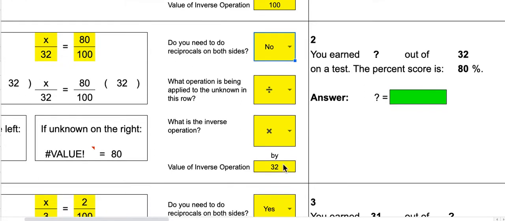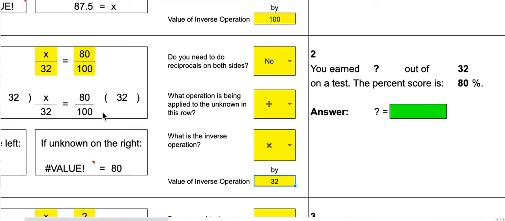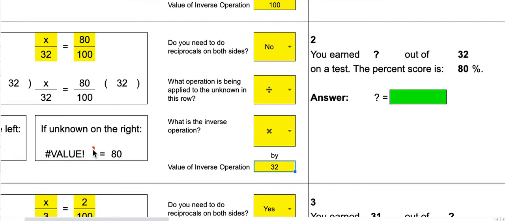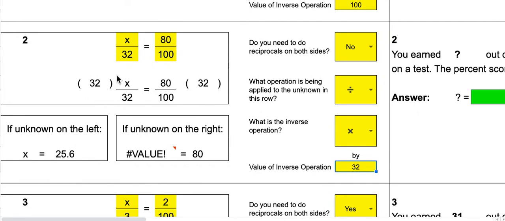So over here, and remember you only type in things for boxes that are yellow or green, okay, colored boxes. So I need to multiply both sides by 32 because I want to get x by itself. 32 times x divided by 32. 32 divided by 32 is 1x. Okay, the unknown is on the left. Because x is on the left, it works out to 25.6.